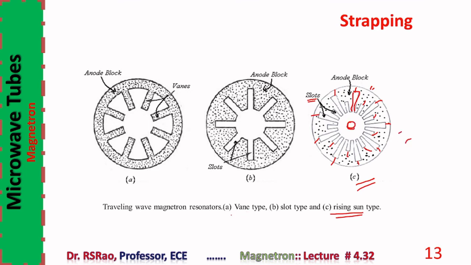In this diagram, some other types of resonators are also shown. In A, the vane type is shown. These protruding fingers are called vanes. In B, slots are there in the anode structure. A and B are suitable for strapping, whereas C is used at high frequencies. A and B are at ordinary frequencies.